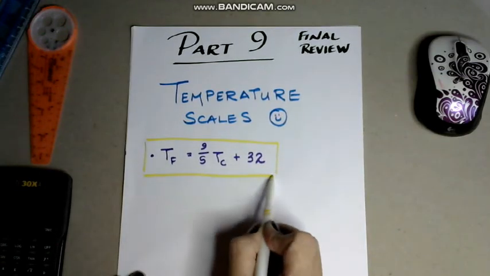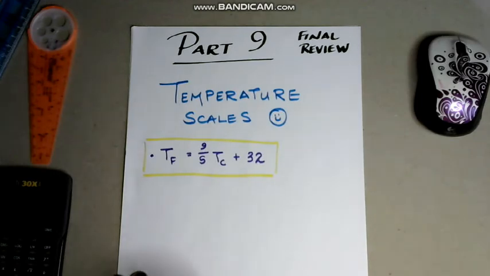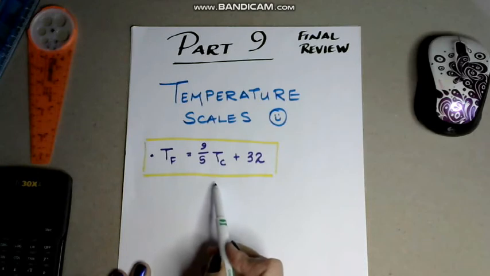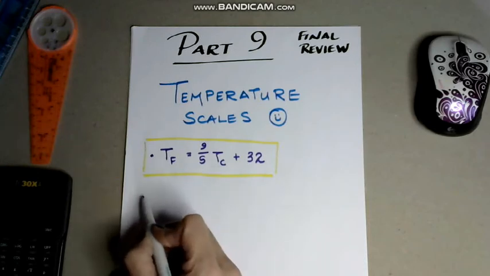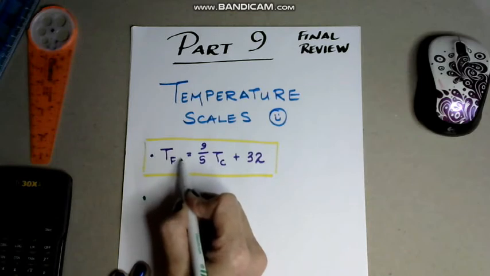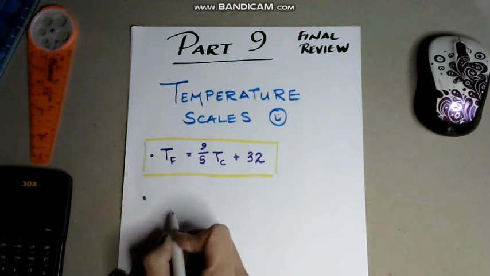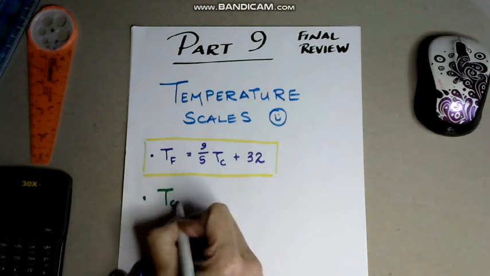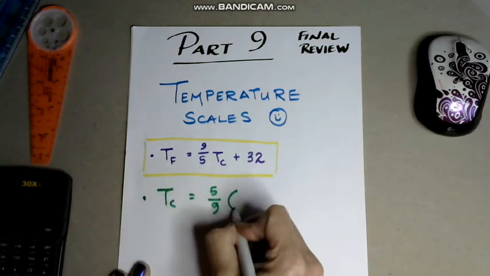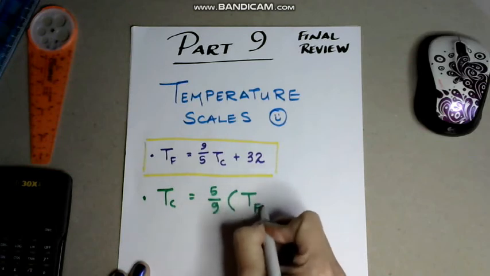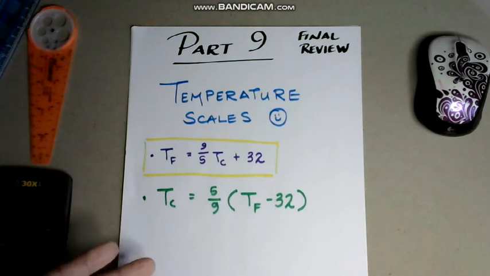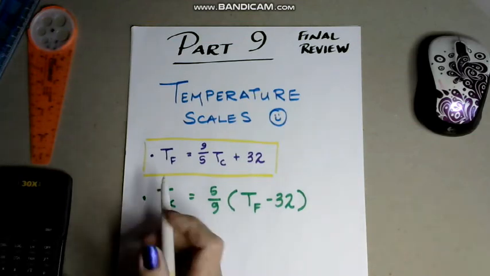And if you want to be super scholarly, like a super scholar, then you could get the temperature in Celsius by itself. You would subtract 32 from both sides and then multiply by 5/9. So technically, your temperature in Celsius would be 5/9 times the temperature in Fahrenheit minus 32. Just saying. You can take that either way.